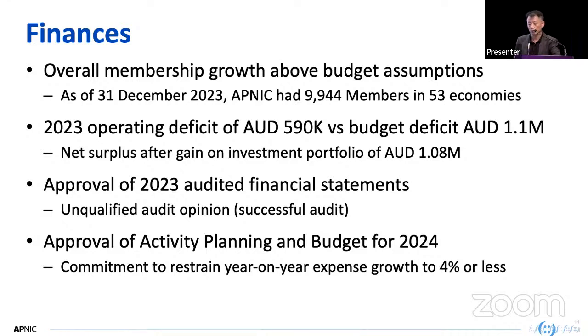Approval of the 2023 audited financial report statement: it is an unqualified audit opinion, which means a very successful audit. Approval of the activity plan and budget for 2024: a commitment to restrain year-to-year expense growth to 4% or even less.